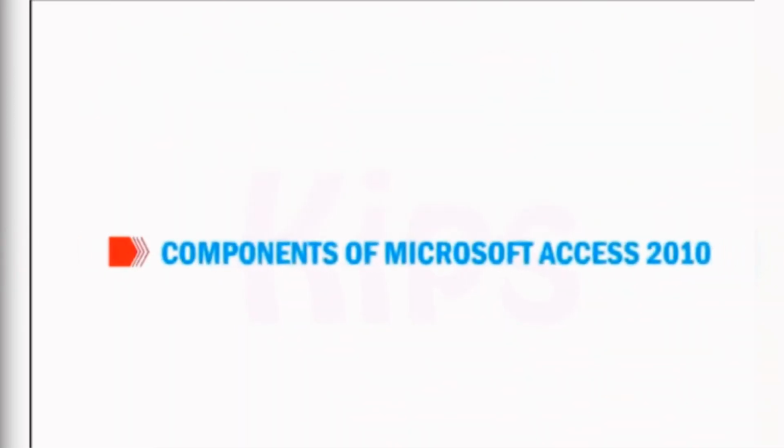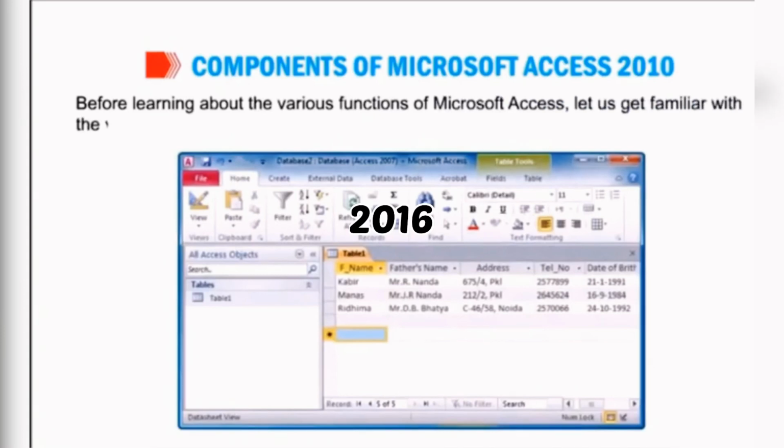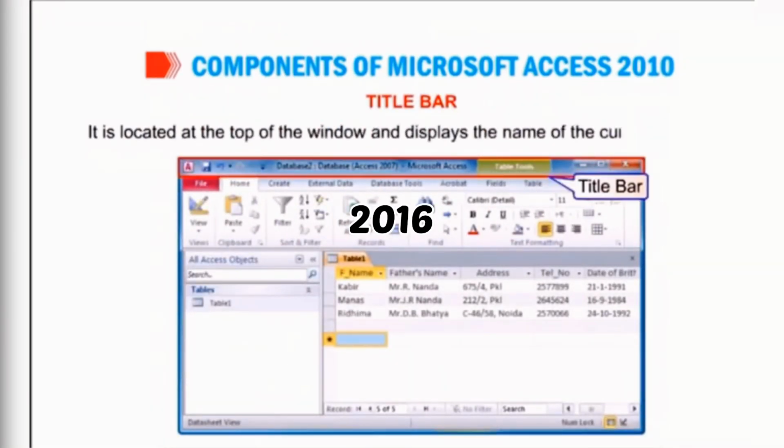Alright, let us learn components of Microsoft Access 2010. Before learning about the various functions of Microsoft Access, let us get familiar with the various components of the Microsoft Access window. Title bar. It is located at the top of the window and displays the name of the current database.